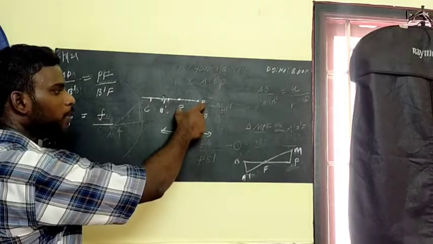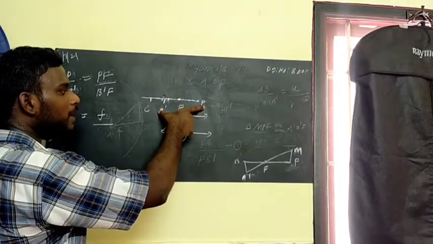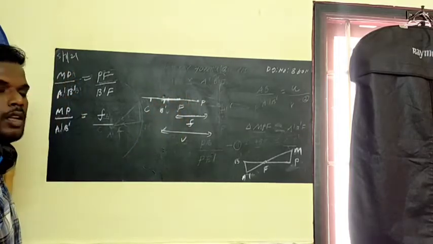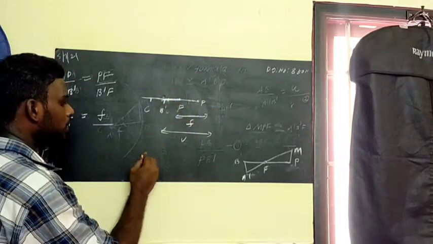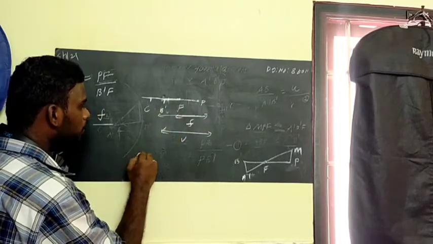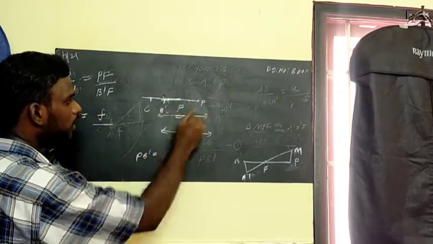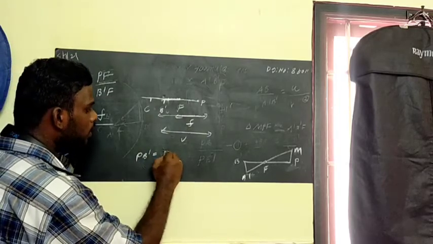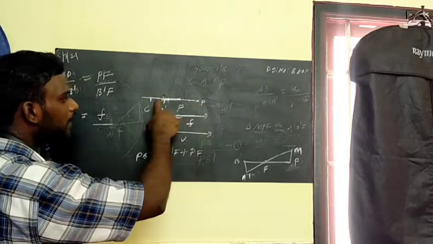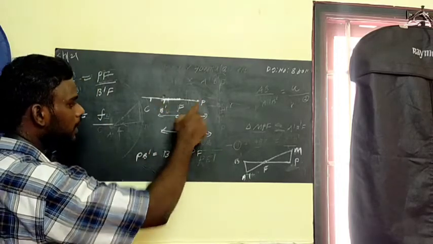So we want to know B'F. We know the value of PF. We want to know the value of only P'F. Is that clear? So I can adjust it. You can take this full length. So P' will be equal to what? P'F plus PF. Am I right? So P' will be equal to P'F plus PF.